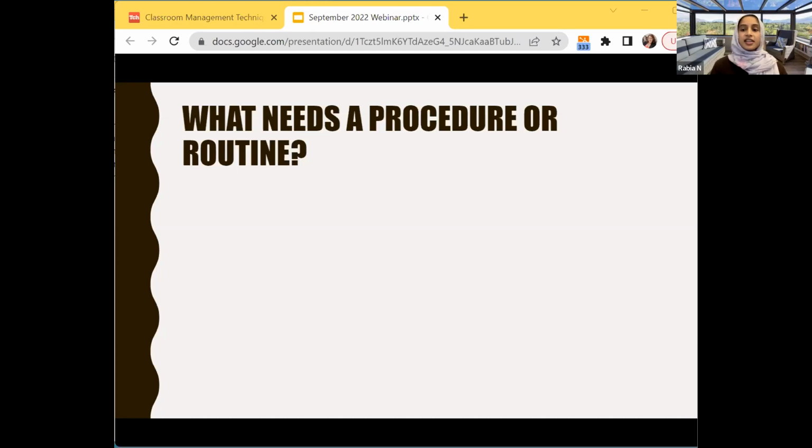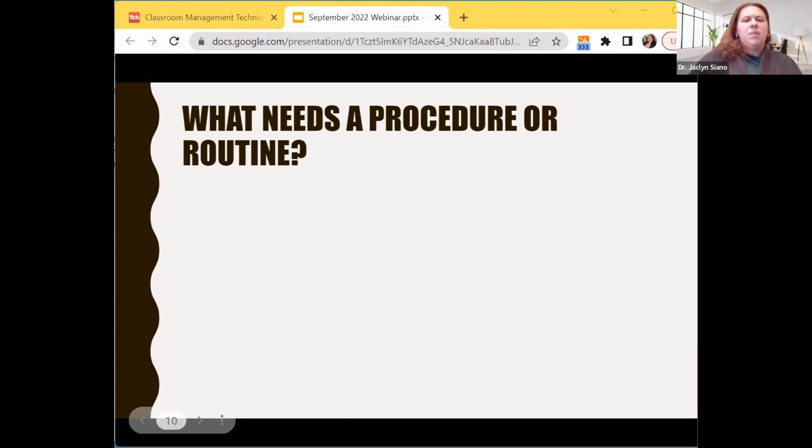Even for science, like when you're doing a lab, like how to gather the materials and where to put them back and dispose of them. Perfect. Yep. And that goes for art, anything that requires more than your normal amount of supplies. What do I do with these when I'm done with them? Where do I get them if I need more? Excellent. Anybody have any other thoughts on things that might need a procedure or a routine?